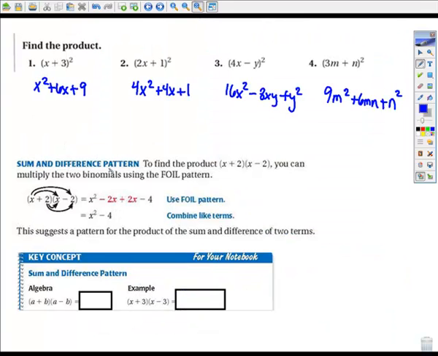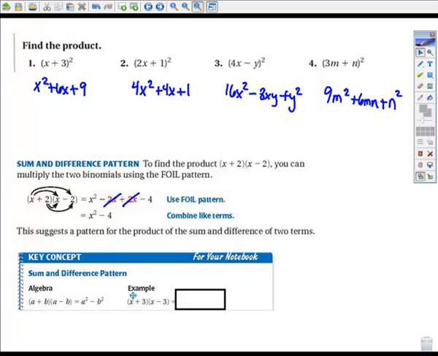Next we have sum and difference patterns. If you have x plus 2 times x minus 2, you can find the answer by foiling it, or you could use the box method. If you foil it, you get x squared minus 2x plus 2x minus 4. Well, those middle terms cancel out, so you're just left with x squared minus 4. So this again suggests a pattern, and our pattern here is that you take the first term and square it, the second term and square it, and separate it with a subtraction sign.